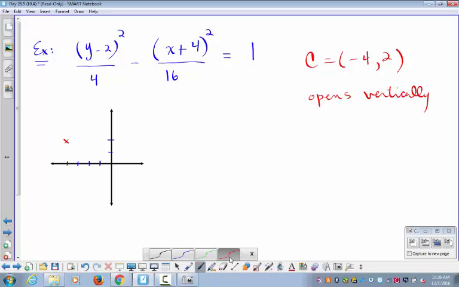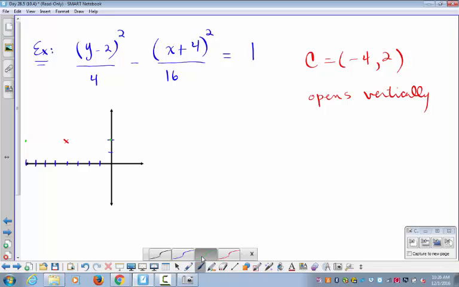Okay. So then we go and we draw our fundamental rectangle. And how far left and right from the center are we going? 4. So we look under the x's to figure out how far horizontally we go. Those 2 points right there are not on the hyperbola. They're just on the edges of this fundamental rectangle. They're at the ends of what we call the conjugate axis.